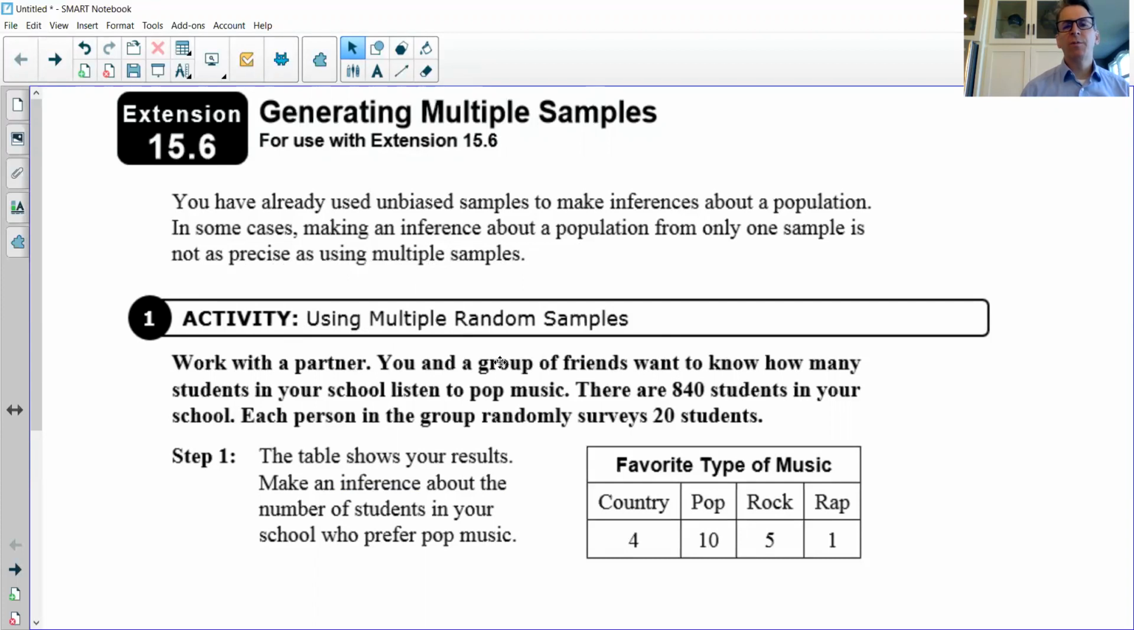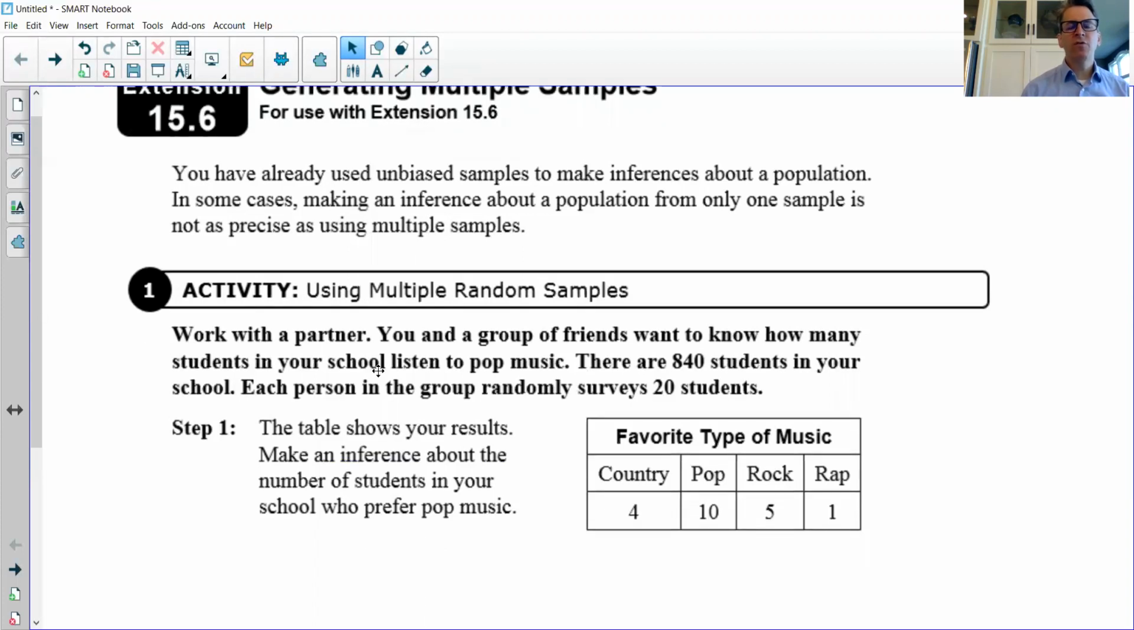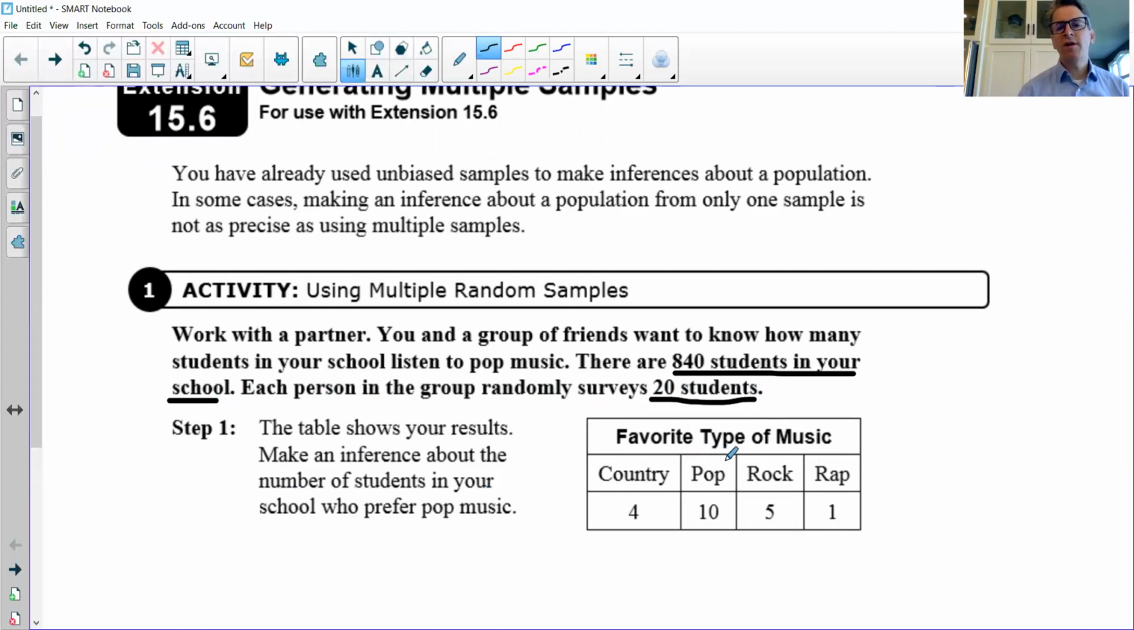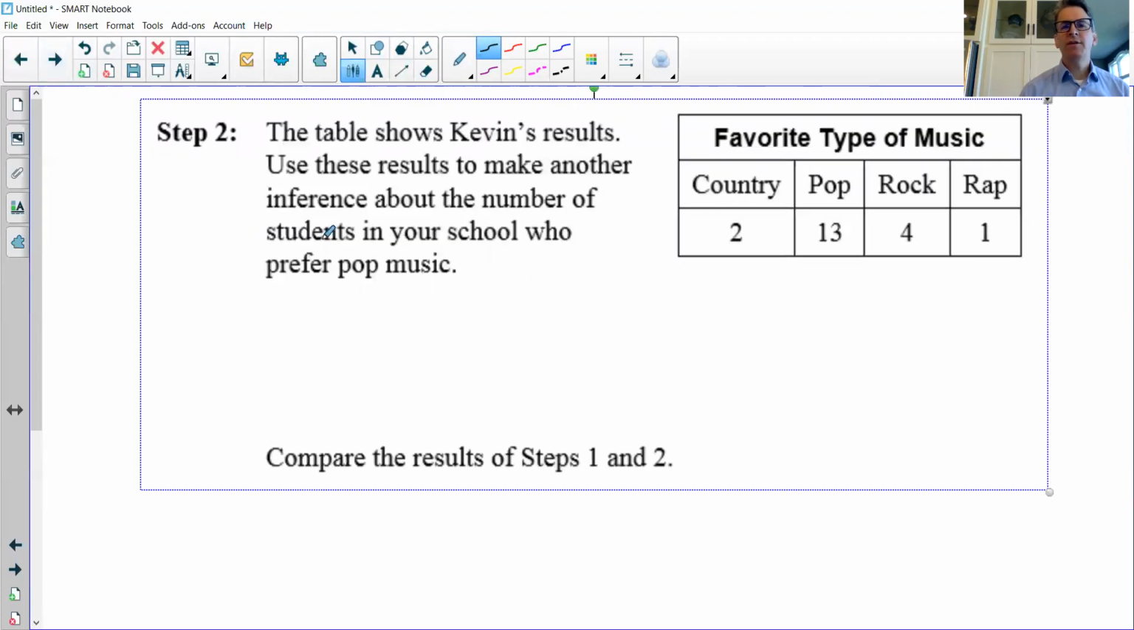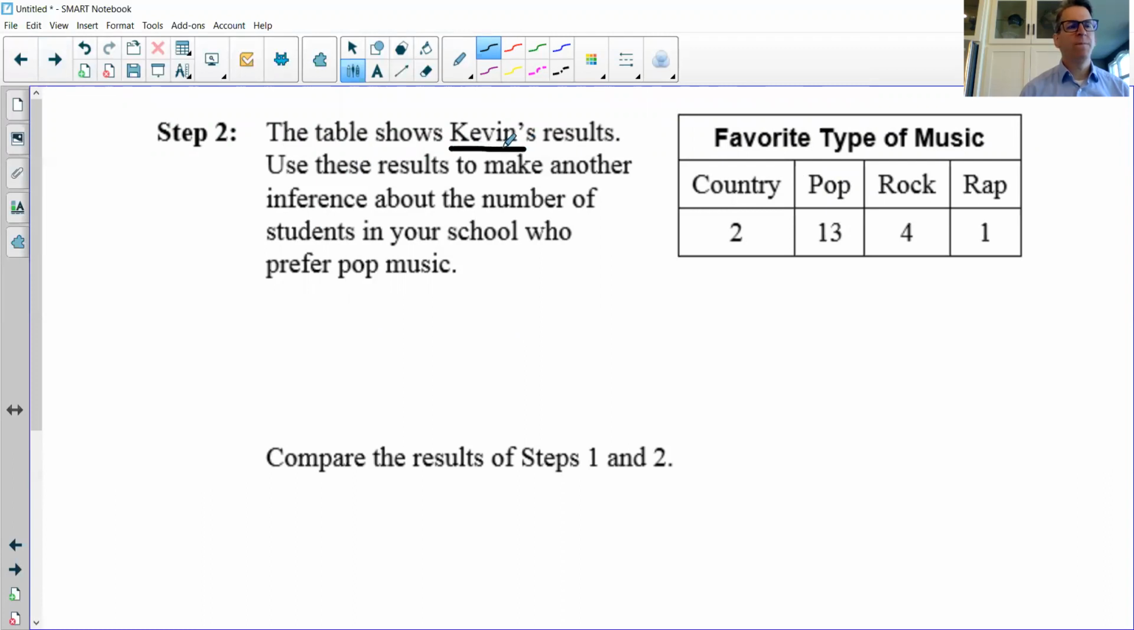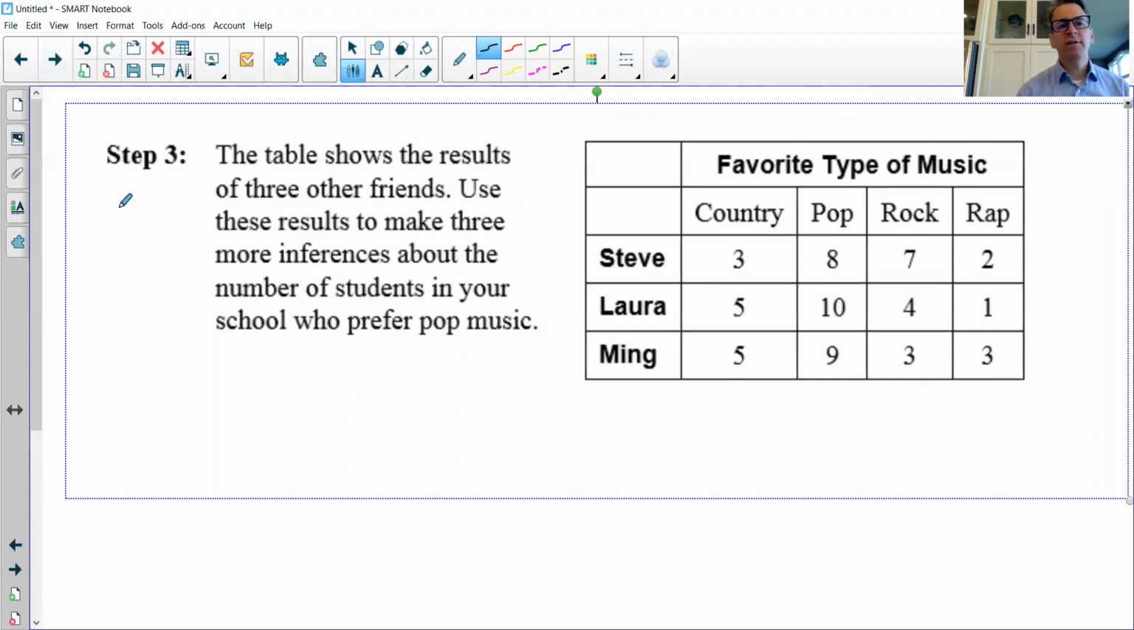Basically, you and a group of friends want to know how many students in your school listen to pop music. There are 840 students in your school. It says here that each person in the group randomly surveys 20 students. So we have a data set for step 1, which is 20 students that are surveyed. Step 2, we have another data set, but it's done by Kevin himself. And we have another data set, step 3, which has Steve, Laura, and Ming's data sets.